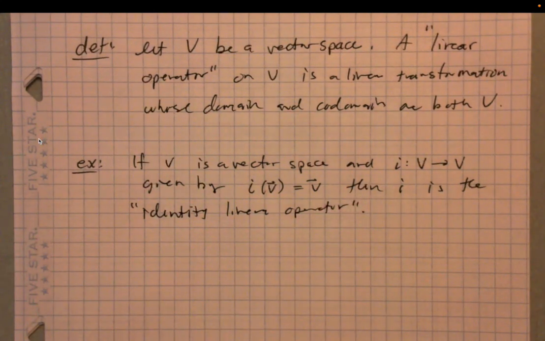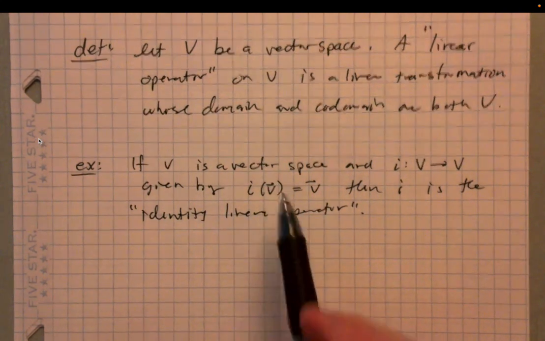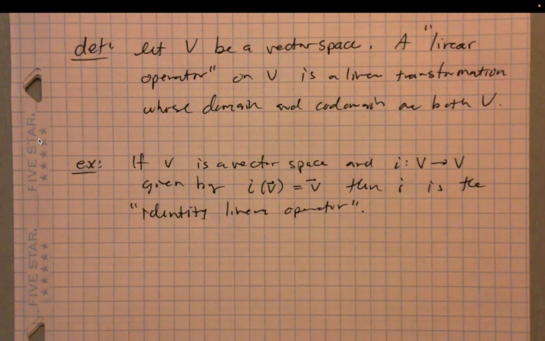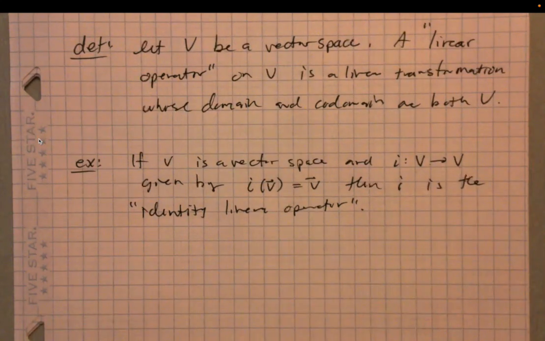Okay, so this is a linear transformation, and it's what's called the identity linear operator. It's obvious that if it's a linear transformation, it's a linear operator, because every vector basically stays put. So obviously the domain and the codomain are the same, so it's a special case of a linear operator. It's called the identity.